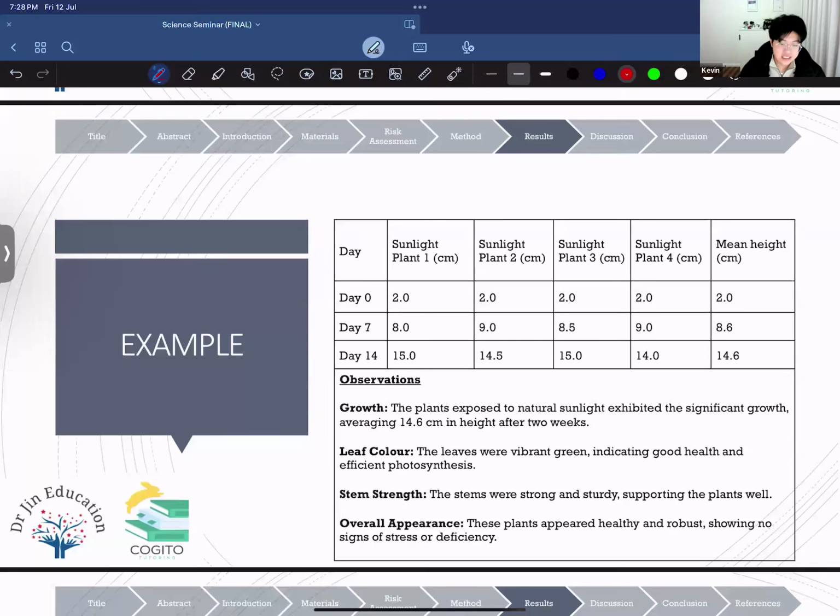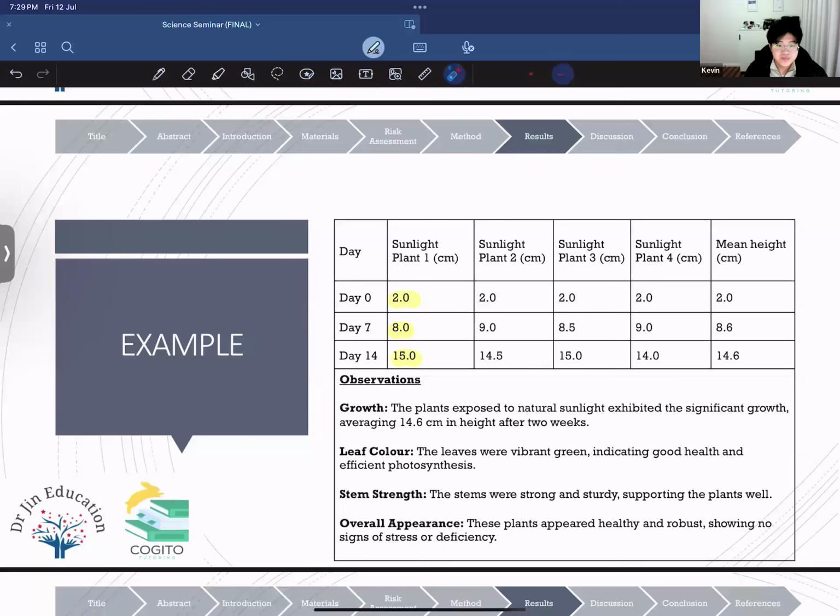Similar way of presenting the data, but look: 2.0, 8.0, 15.0. And all the other numbers are the same, just with a decimal point after. The growth, the leaf color and the stem strength, these are all observations they made. So you can see it's more specific, and they also commented on the overall appearance.